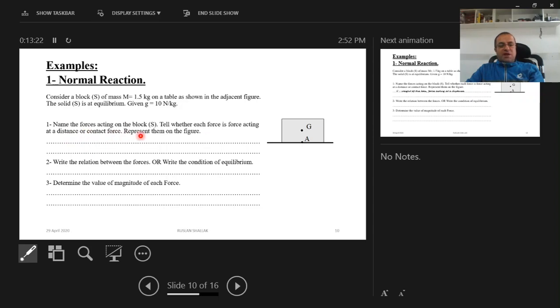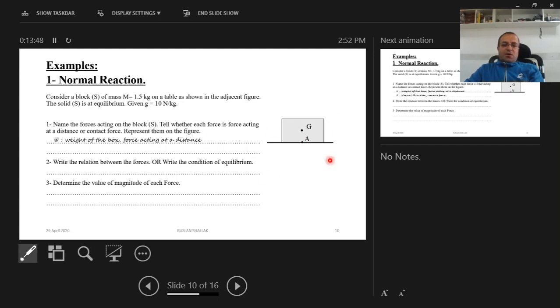Name the forces acting on the block S. So who can tell? What are the forces acting on the block S? The block S is under the action of two forces. Its weight, the force exerted by the earth on the block S, which is vertically downward, and the normal reaction of the table, which is vertically upward.